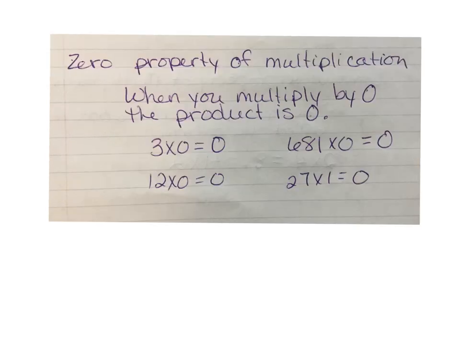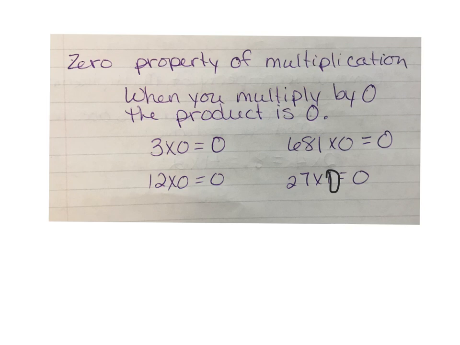Here's another property that you should know by heart. If you multiply anything by 0, the answer or the product is going to be 0. This is called the 0 property of multiplication. 3 times 0 equals 0. 12 times 0 equals 0. 681 times 0, 0. 27 times 1, oops, that should be a 0. What was I thinking? I got carried away. I was thinking of the identity property. 27 times 0 is going to be 0.